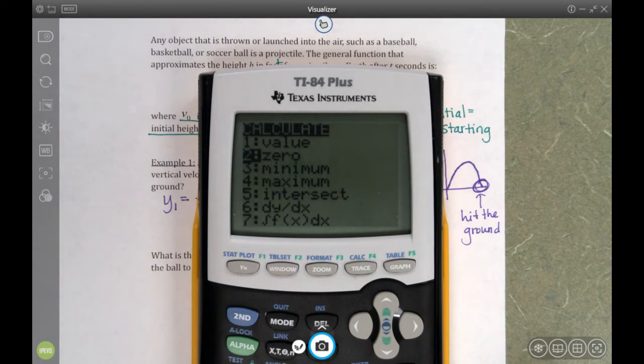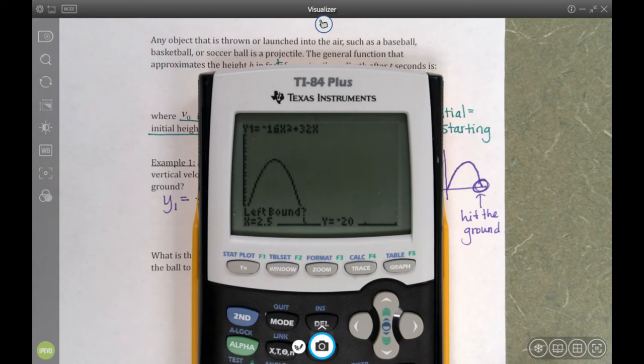So I'm going to choose the second option from that menu. And then it's going to start asking me some questions. It's going to ask for a left bound, a right bound, and a guess. What they're saying when you have a left bound and a right bound is that your calculator can graph this parabola forever and ever in both directions until infinity, right? And so it's asking you to take that infinite amount of information and narrow it down.